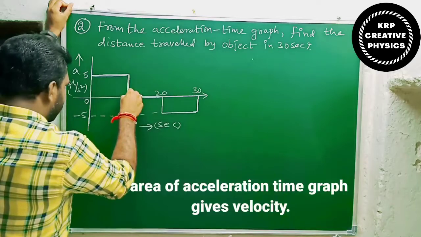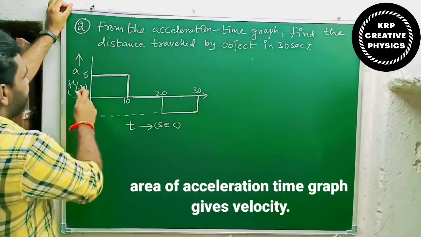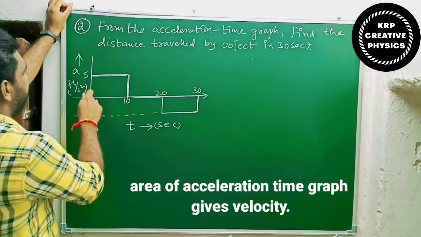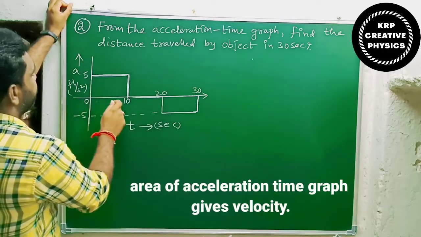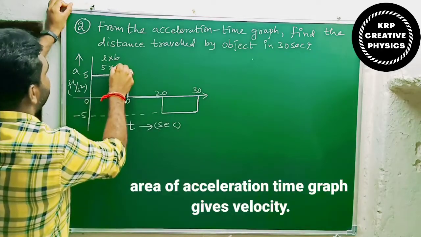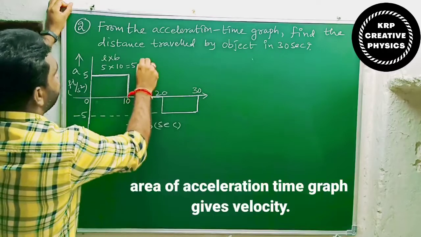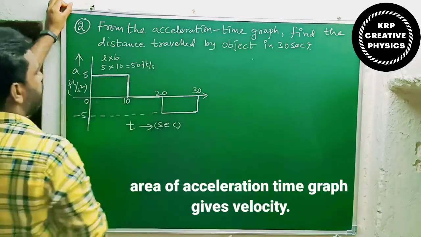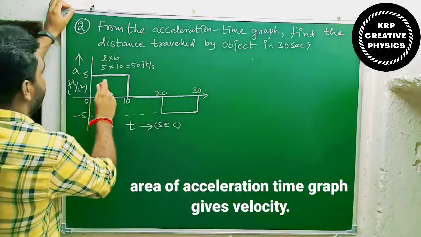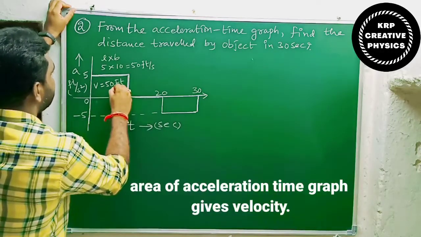If we observe this particular plot, from 0 to 10 seconds, it is in the form of a rectangle. So what is the area of a rectangle? Length into breadth. Length is 5, and breadth is 10. So 5 into 10, what is that? 50 feet per second. Why? Because the area of the acceleration time graph gives velocity. So from this part, velocity equals 50 feet per second.